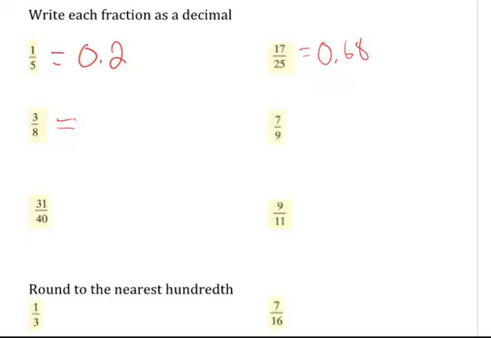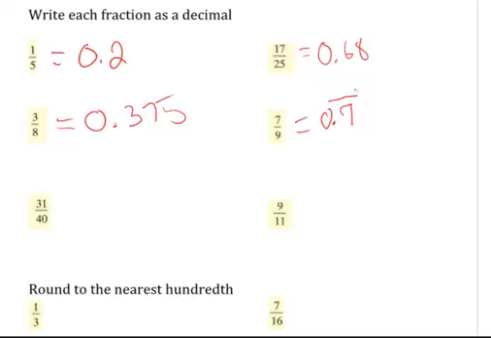So my next one, 3 divided by 8, I'm coming up with 0.375. 7 divided by 9. If you notice on your calculator, you probably came up with something like 0.77. There's a whole lot of 7s, and at the end it's an 8. That 7 is repeating. So the way we indicate that a number repeats is we put a little bar only over the 7. Okay?